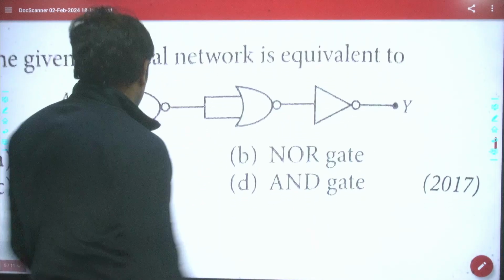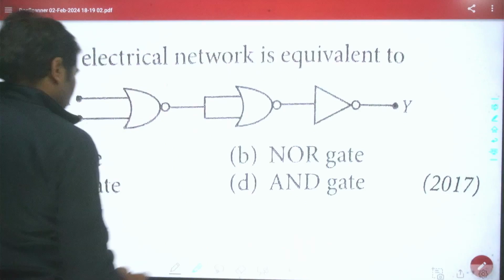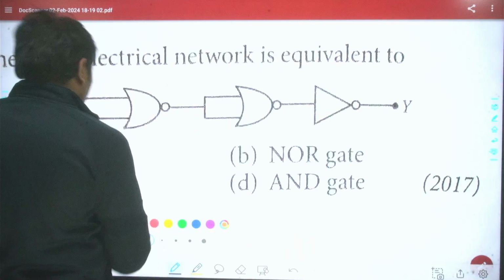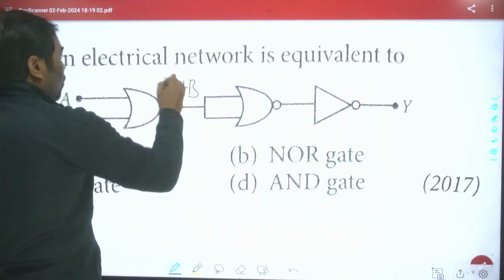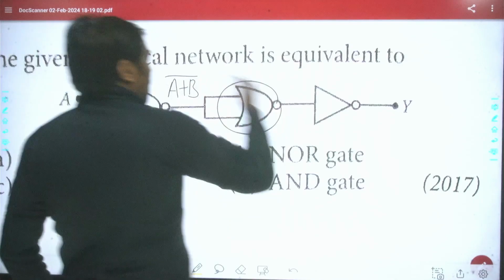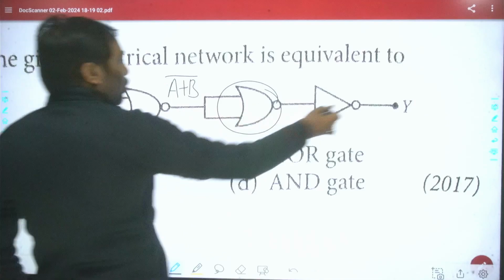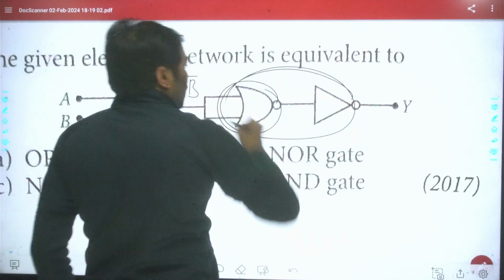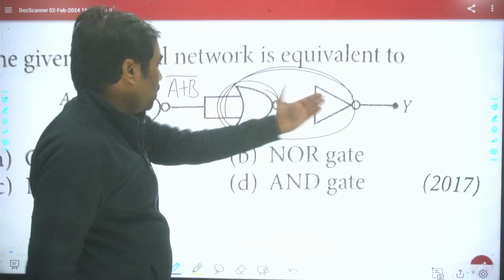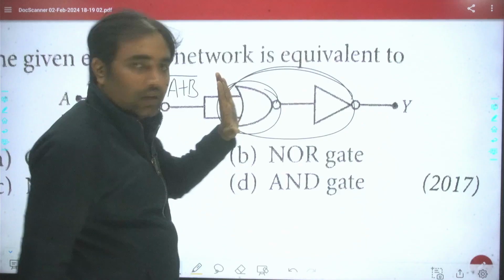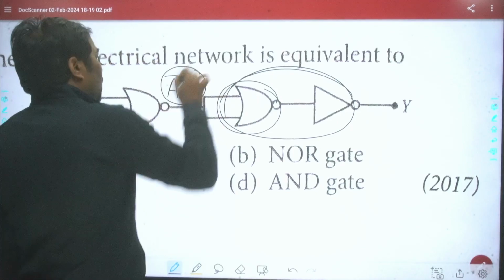Okay, this question. This one is what? A or B, whole bar. And this one is simply NOT. Both NOT gates, two NOT gates, just cancel each other. No need to worry. They cancel each other. We simply get A or B, whole bar.